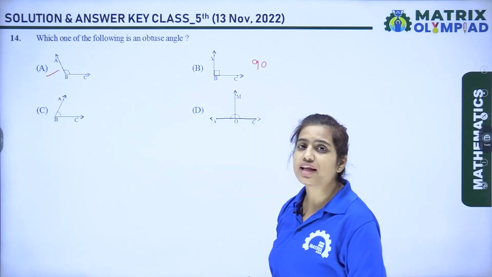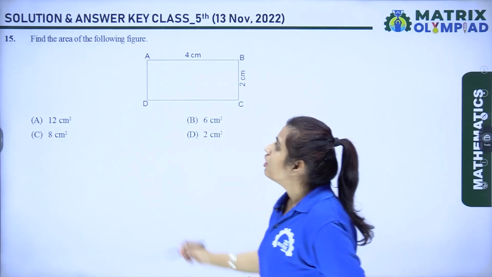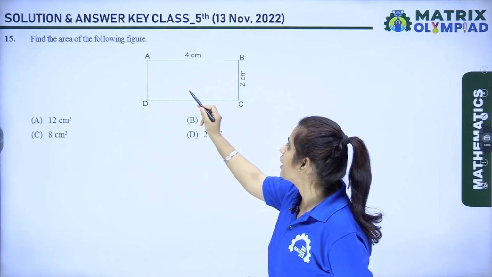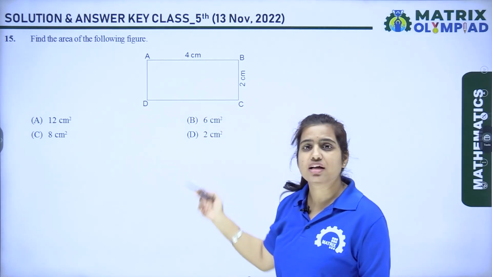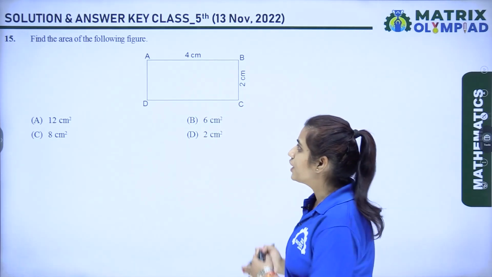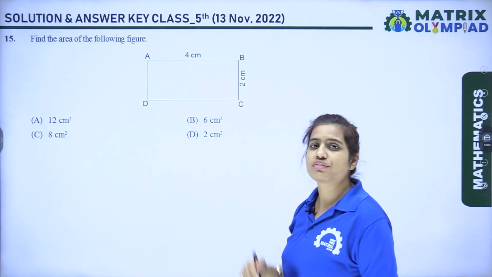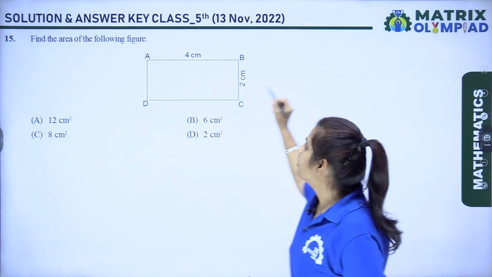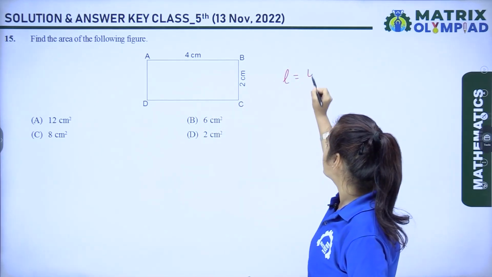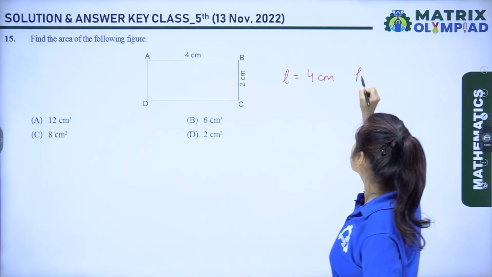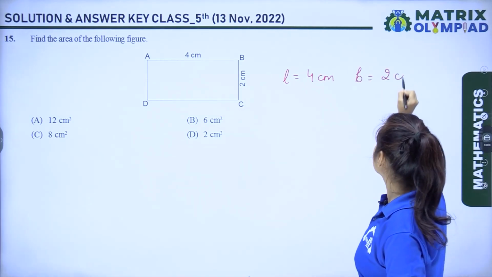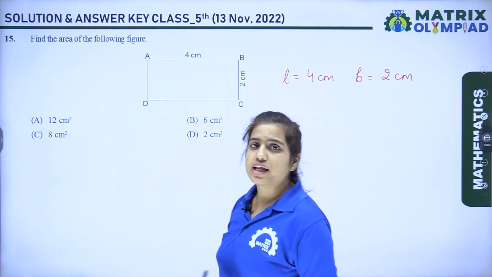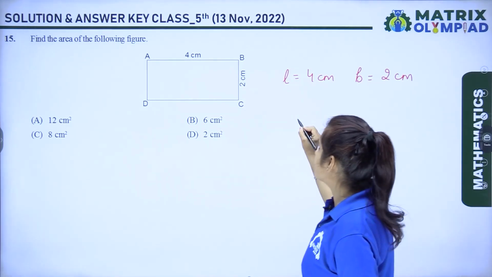Let's begin with the next question of this paper. Find the area of the following figure. So here the figure ABCD is a rectangle. So here we have to find out the area of this rectangle. Here length of the rectangle is 4 centimeter and breadth of the rectangle is equal to 2 centimeter. So we have to find out the area of rectangle ABCD.